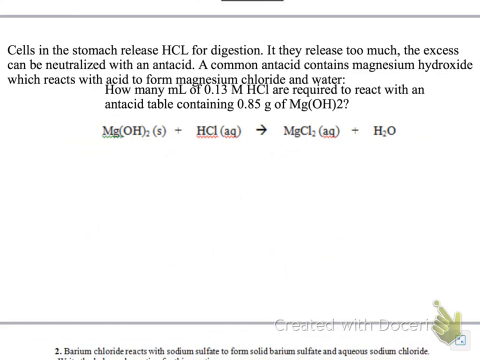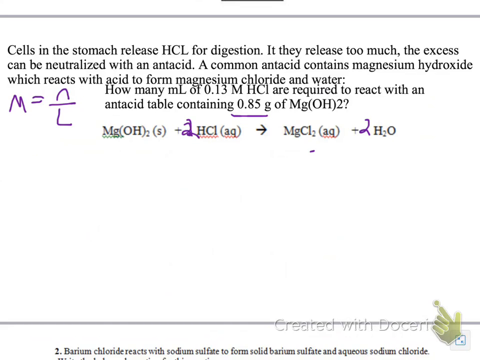So as you know, the first thing you always have to do when you're doing stoichiometry is to make sure you have a balanced equation. So I have 2 chlorines here, so I'm going to need 2 here, and now I need 2 waters to make a balance. Okay. So don't forget, molarity is moles of solute over liters of solution, and we're given a molarity in this problem.